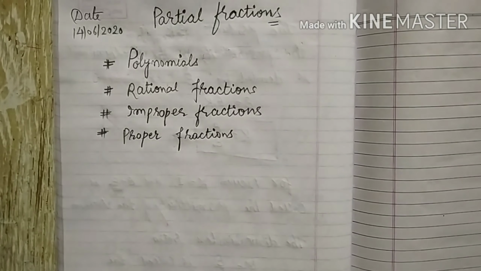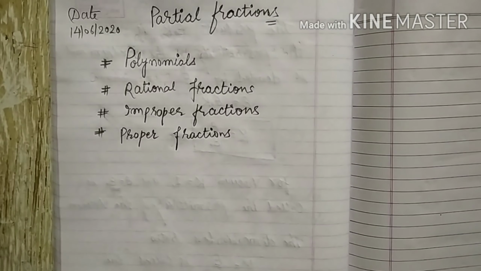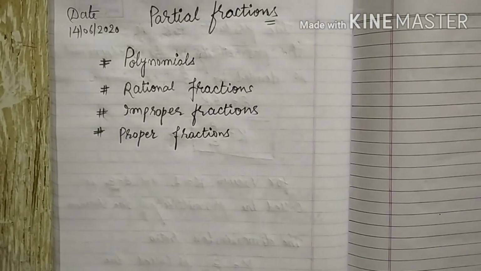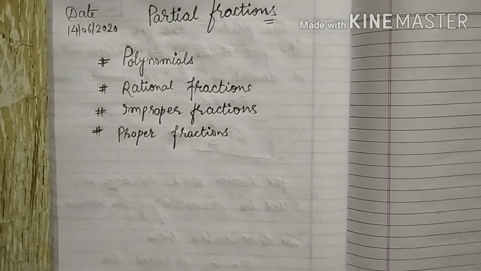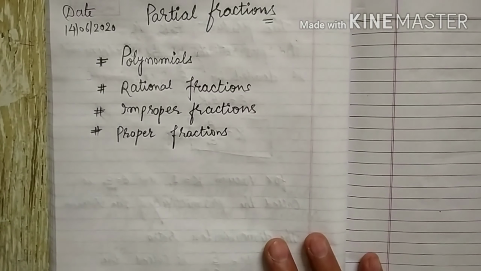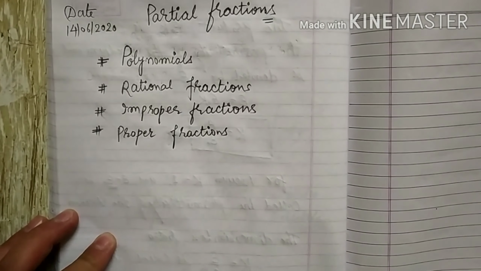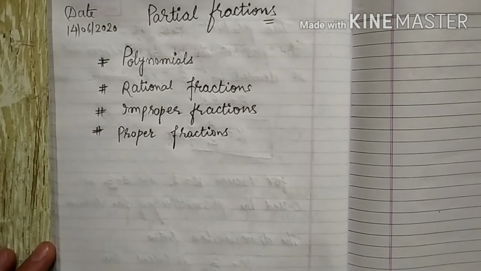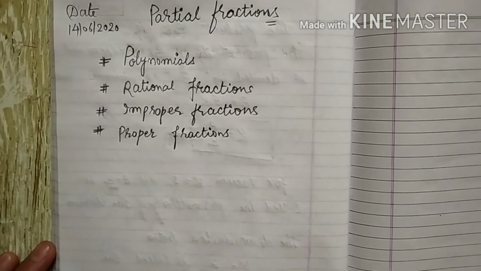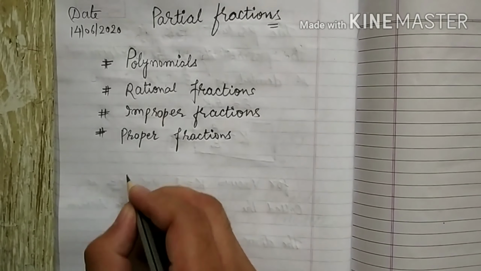Before going through partial fractions, we must know the basic terms involved in this topic. As you can see on the screen: polynomials, rational fractions, improper fractions and proper fractions. I hope you know the first topic, polynomial, which we already discussed in previous classes from 9th to 12th. I want to recall that topic.